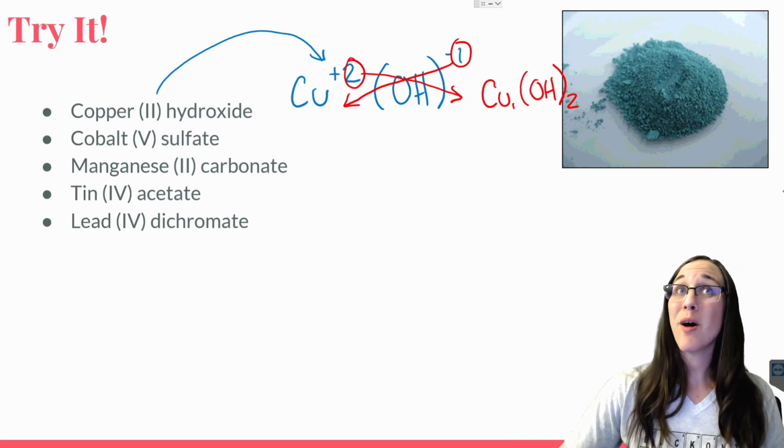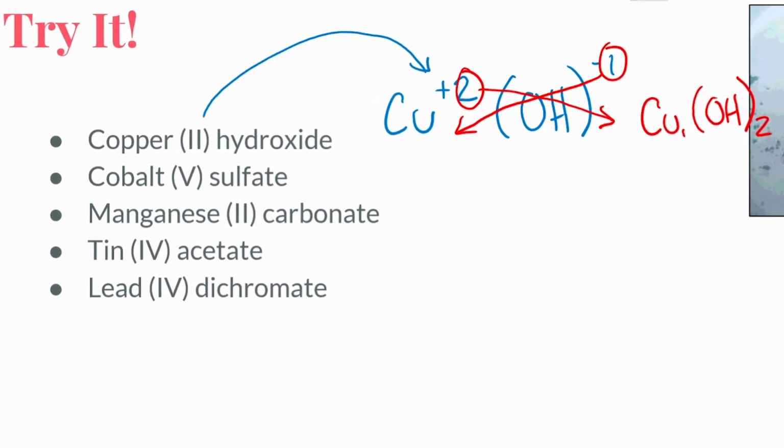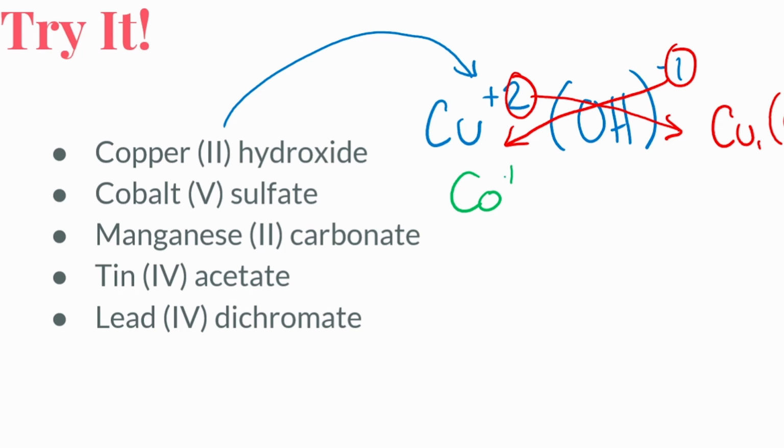Next, we have cobalt 5 sulfate. Cobalt is Co, and it has a charge of +5, thanks to that Roman numeral telling us so. Then we have sulfate, means it ate a little bit too much. That's going to be SO4 with a -2 charge. I'm going to put that in parentheses, SO4 -2 charge for sulfate.